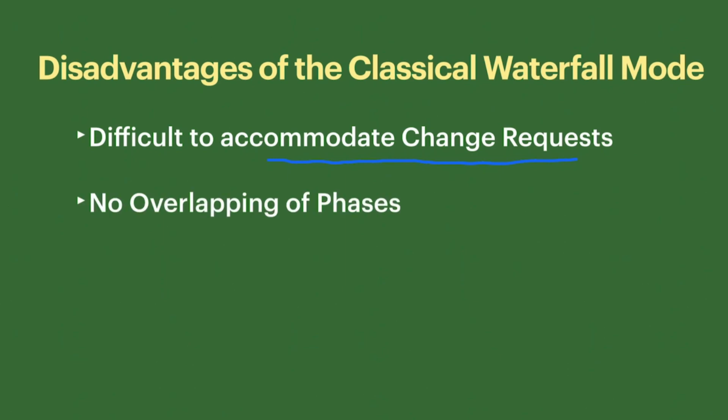Another is no overlapping of the phases. This is a very major problem of the waterfall model, because all the phases work independently, one after another. Here multiple phases cannot work together. So here there is no parallelism, because phases cannot work together.